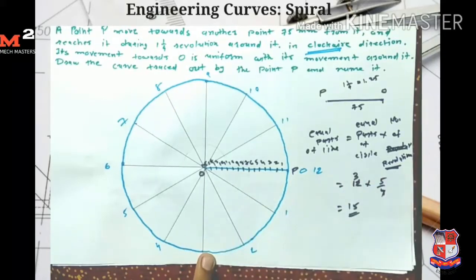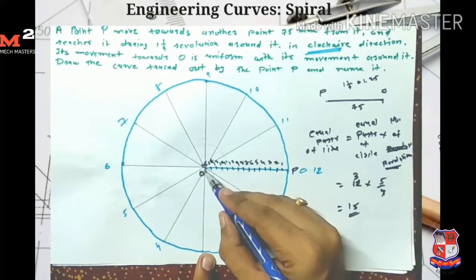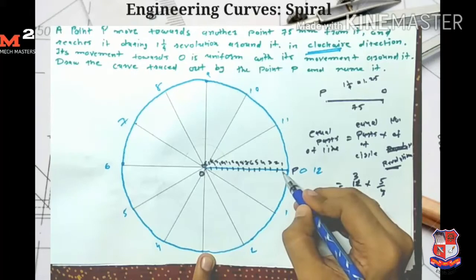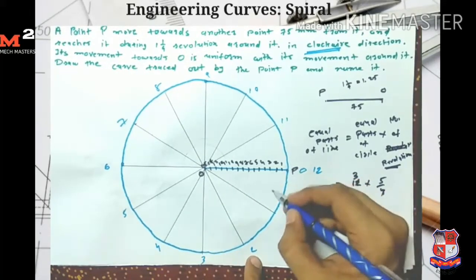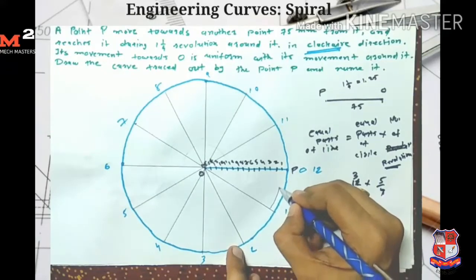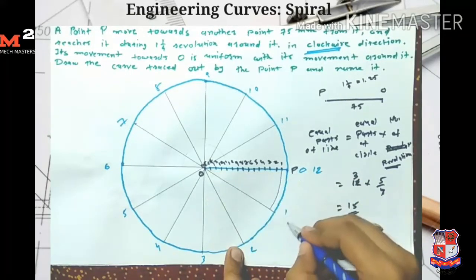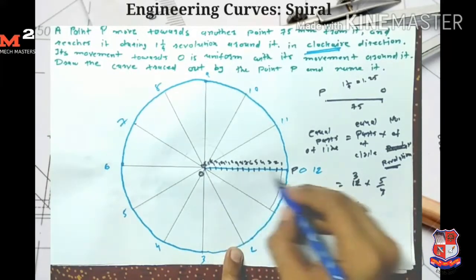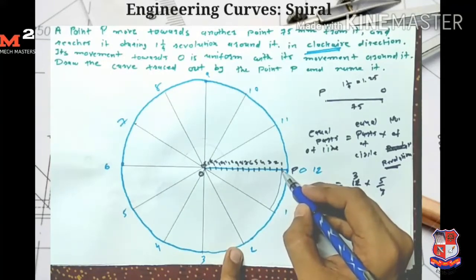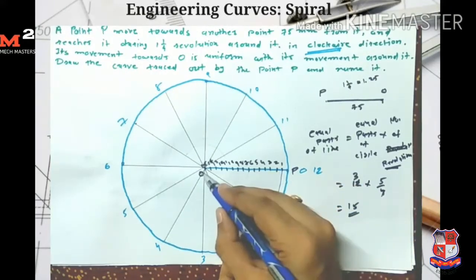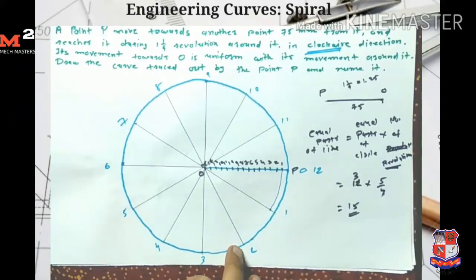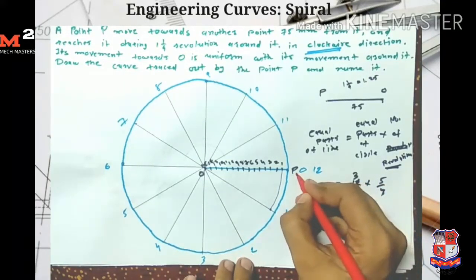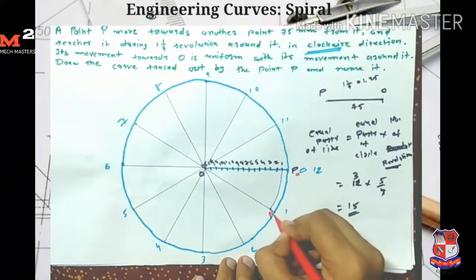Now I take O as the center and O1 as the radius, and draw one arc which intersects the line O1 here. So here I get my first point. I start from P0, and here I get my first point P1.